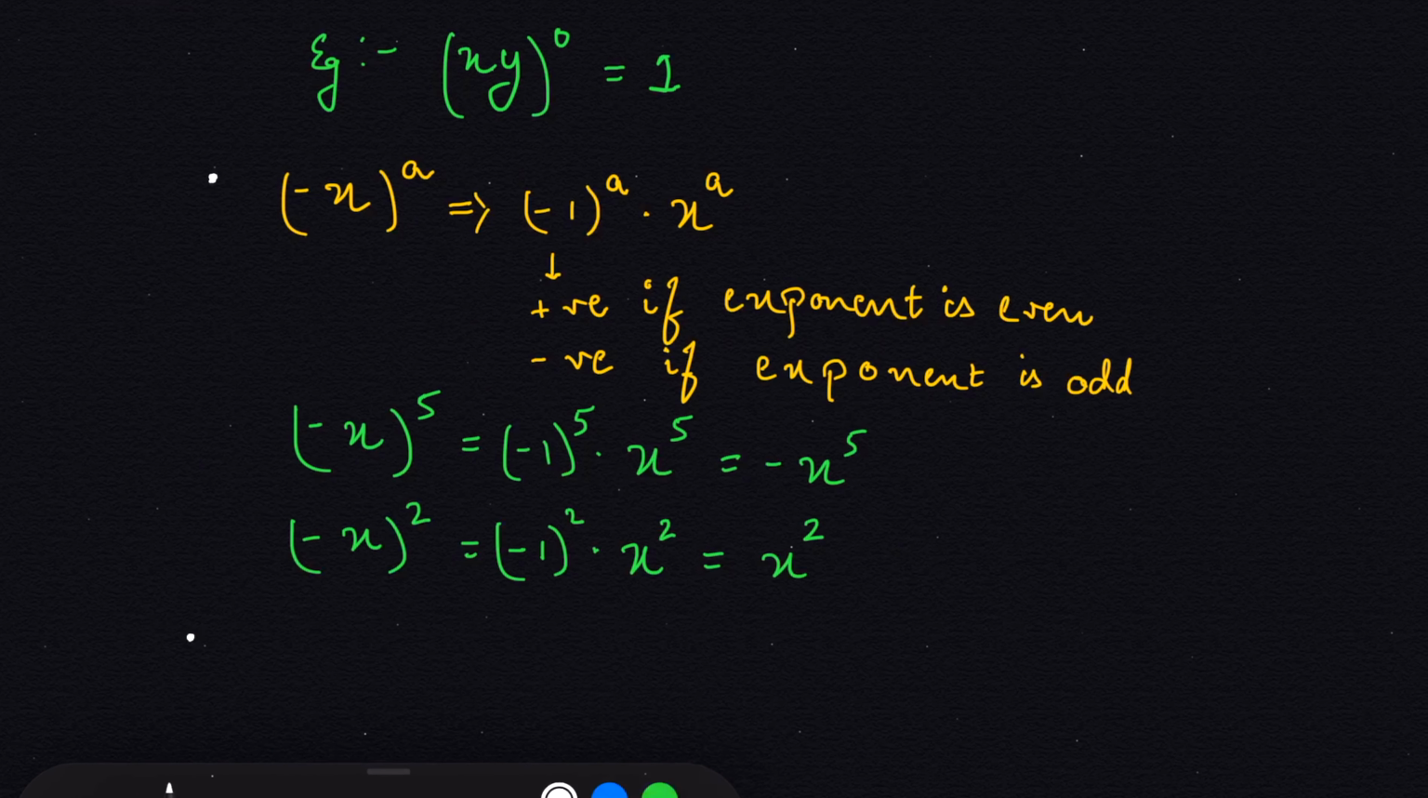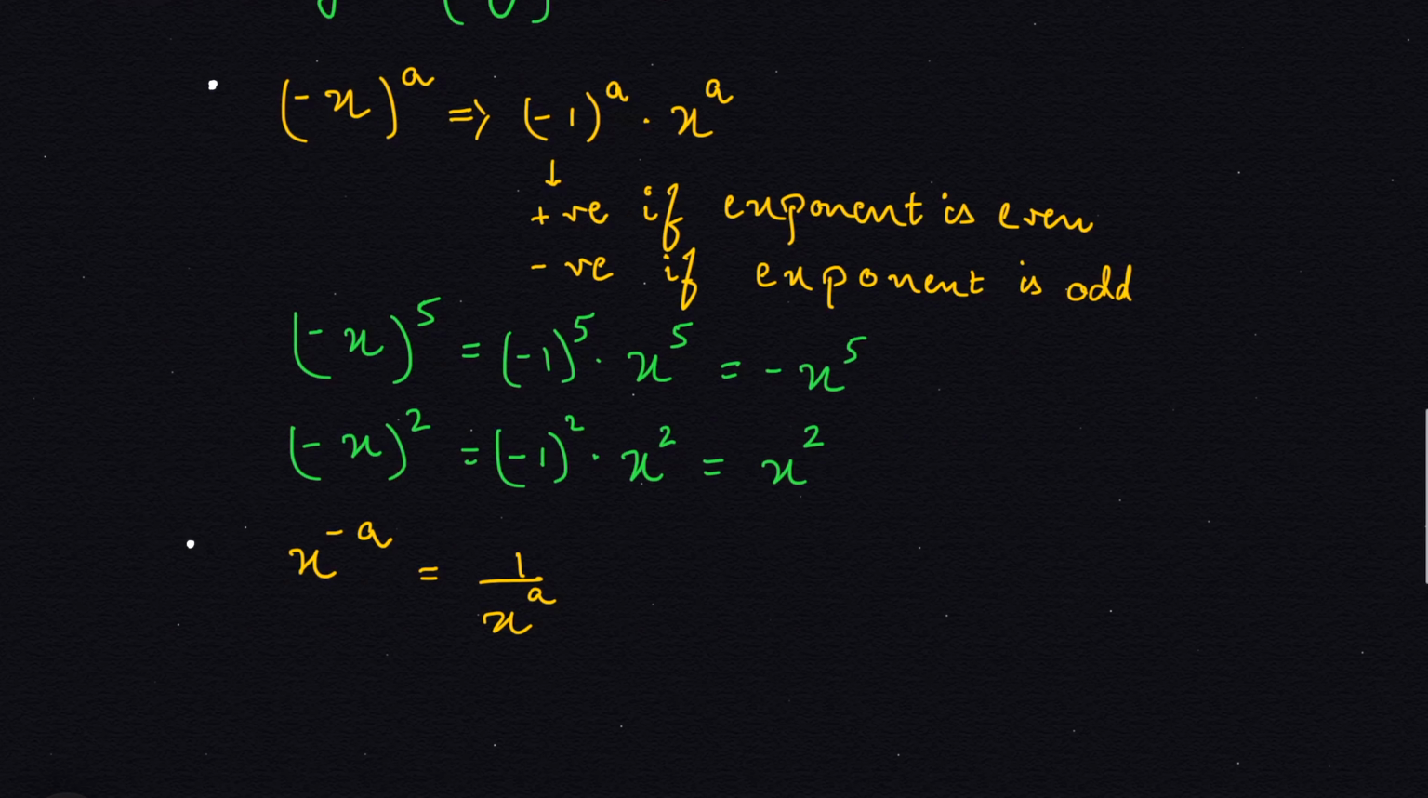Last rule says, what if the power is negative? x raised to the power negative a. We can write this as 1 over x raised to the power a. That means if in our expression the power is negative, the expression will get reversed. Let's take an example for the same.